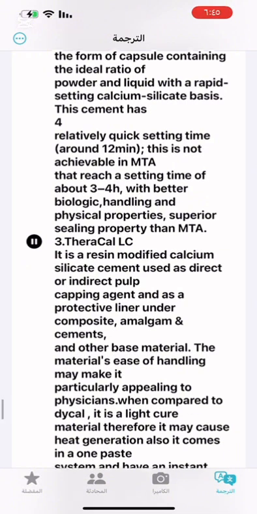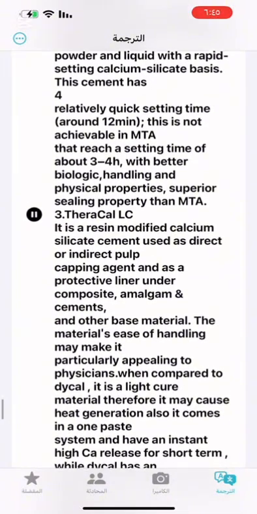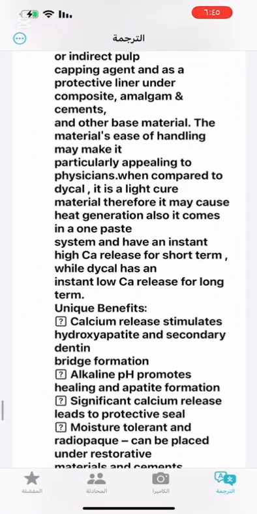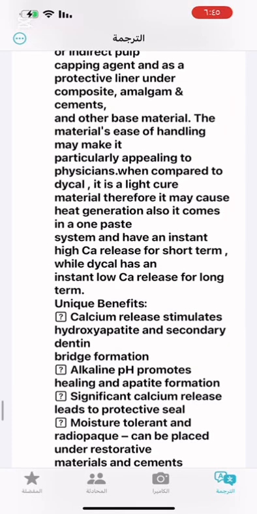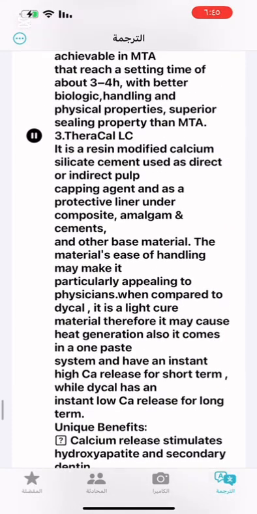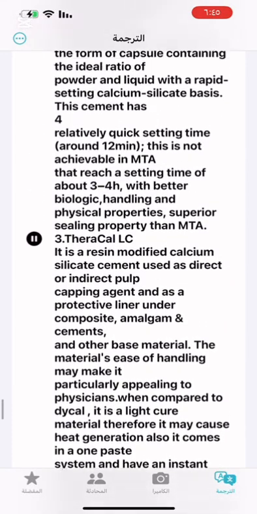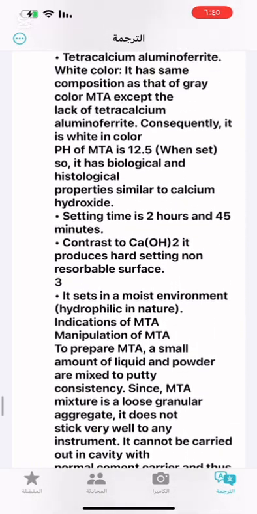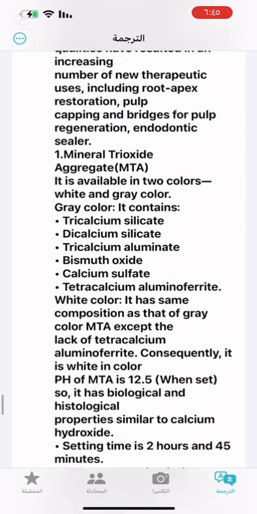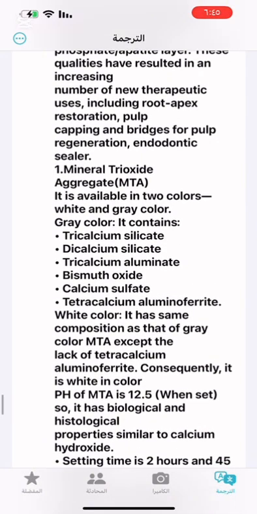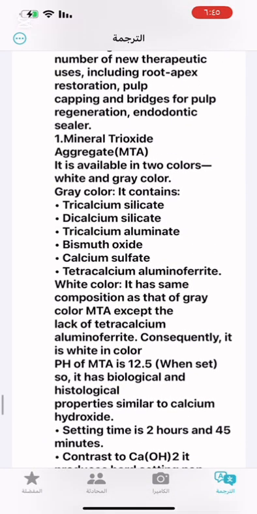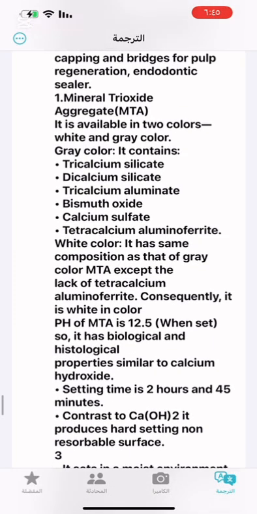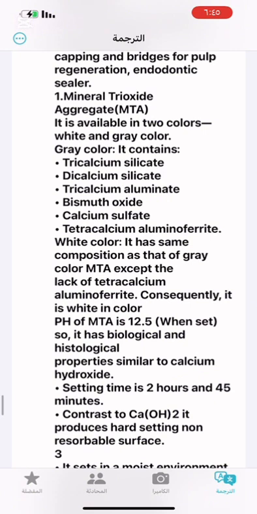Proper setting requires humidity. Place a moist cotton pellet at the opening of the cavity on top of the newly placed cement for 30 seconds. Be sure that the cotton does not contact the cement. After 30 seconds, check the cement gently with the explorer to ensure that it cannot be penetrated.